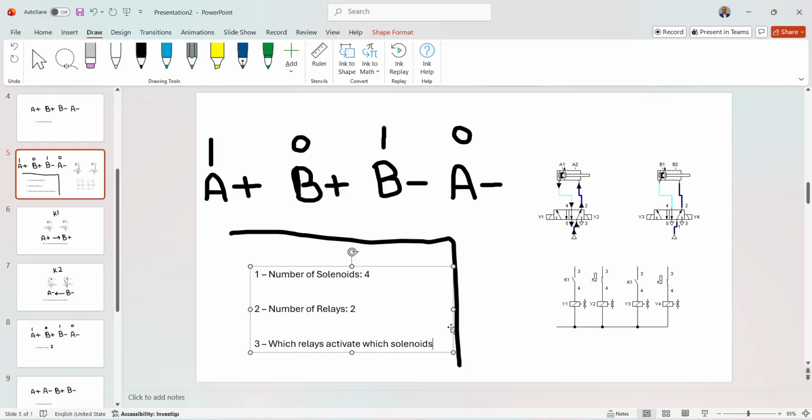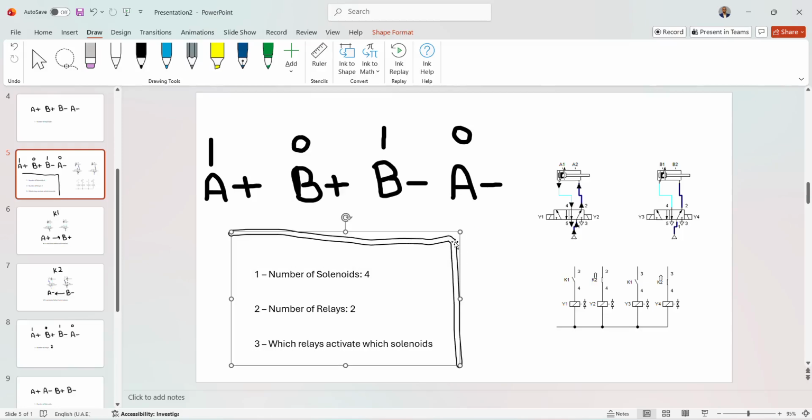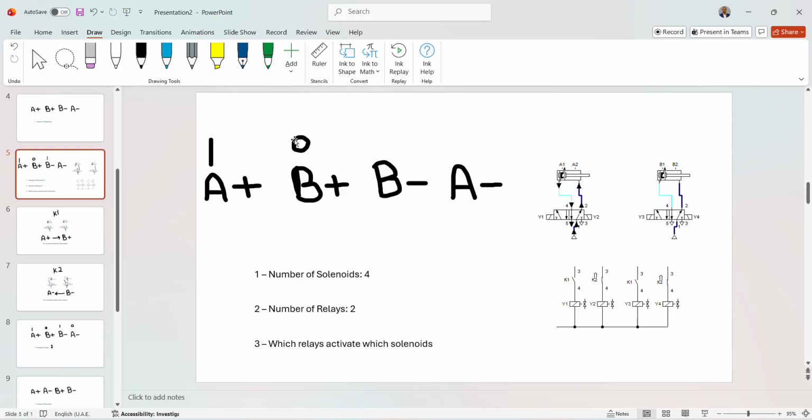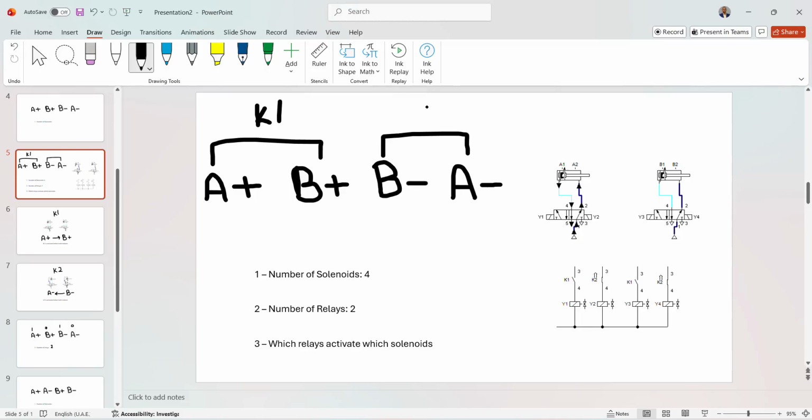So now the last and most important question is what relays activate which solenoids? And the answer is again simple. A and B, they are different cylinders, so they can be activated by the same relay. We can call it in this case K1. B and B, they are for the same cylinder, so they cannot be activated by the same relay. B and A, they are for different cylinders, so they can be activated by the same relay.